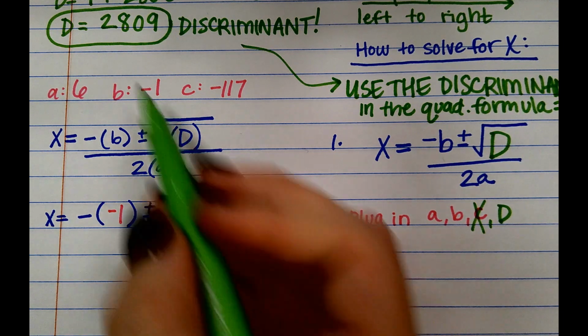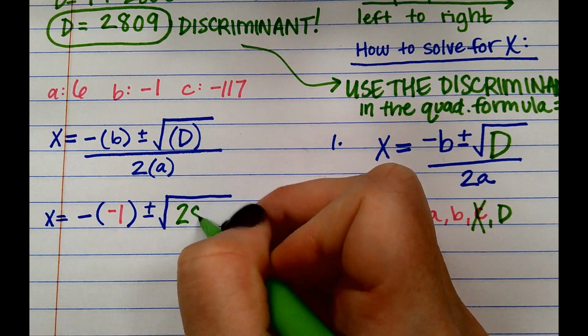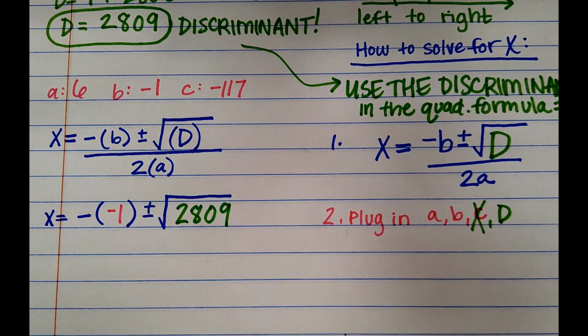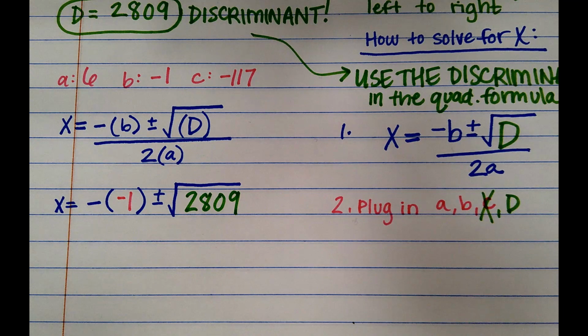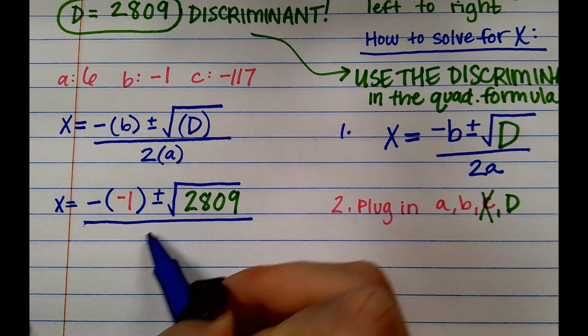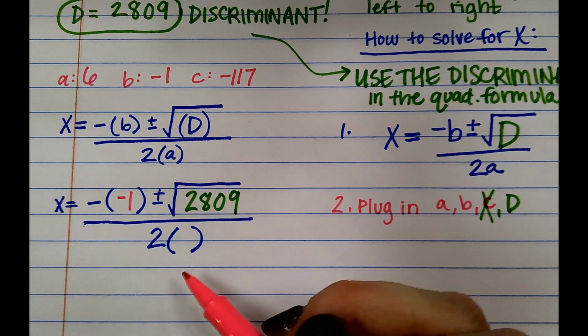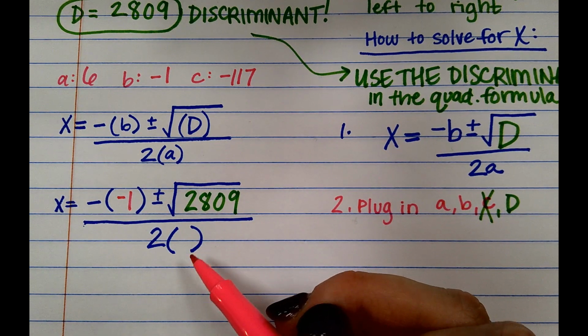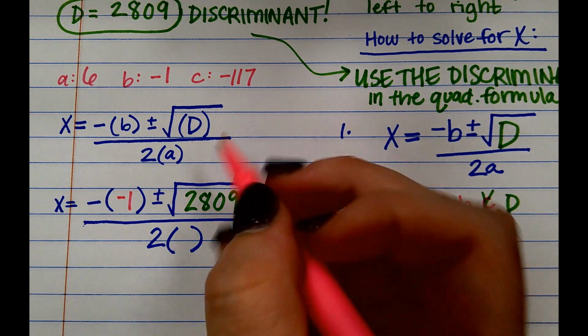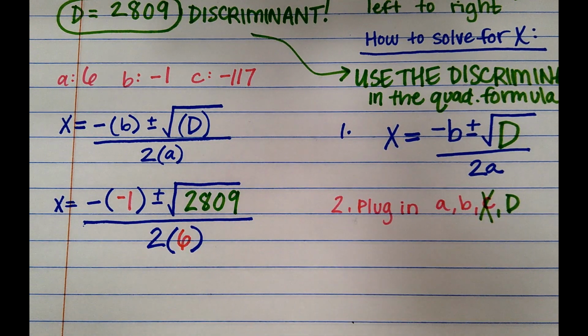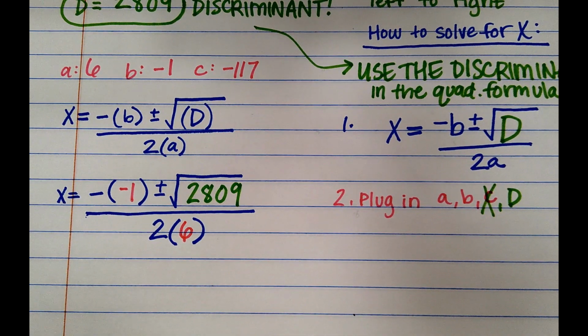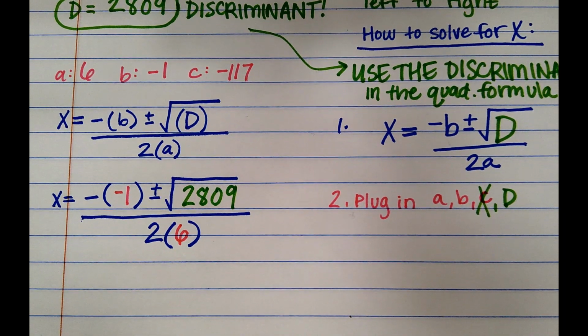2809. Okay, all over 2A. 2 times A, which is, what is A? 6. Okay. So I have everything plugged in. And again, we're going to simplify from left to right, top to bottom. So I'm going to make a note of that.